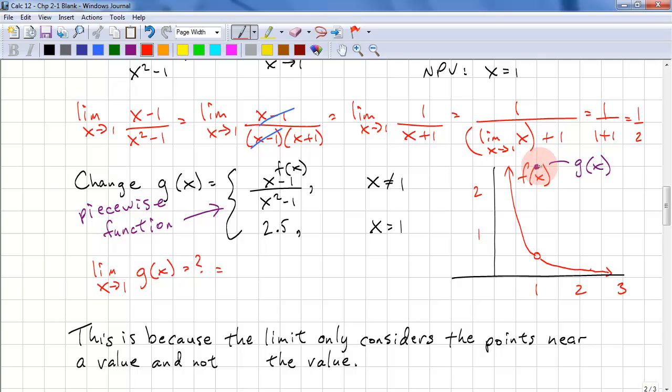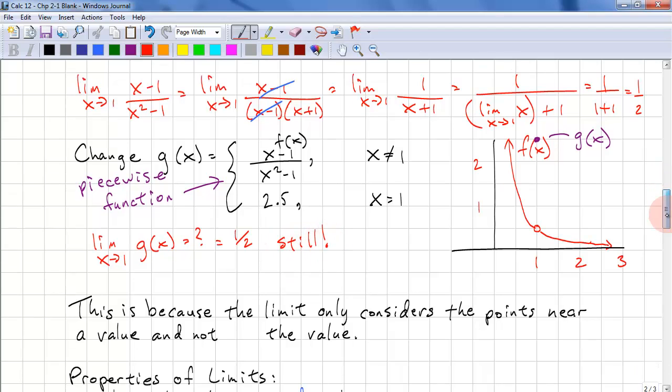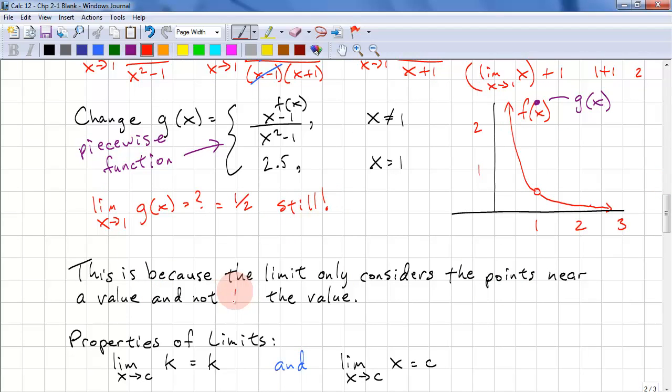We have a value here. However, the limit is defined as what happens when we get close to the value, not what is at the value. So the limit is still 1/2. And again, not at the value. It's when it's close to the value.